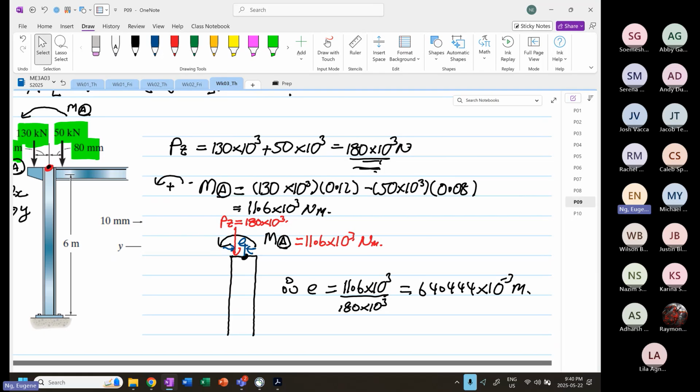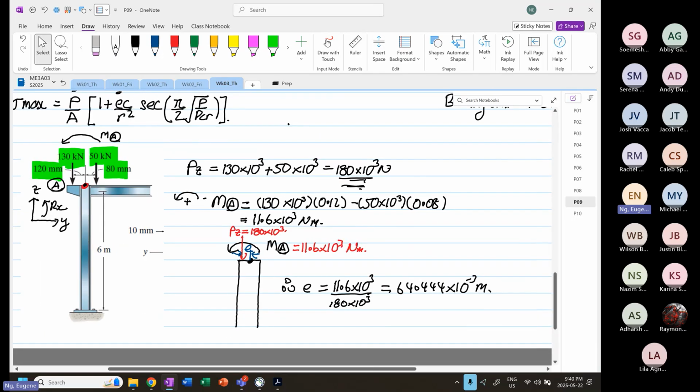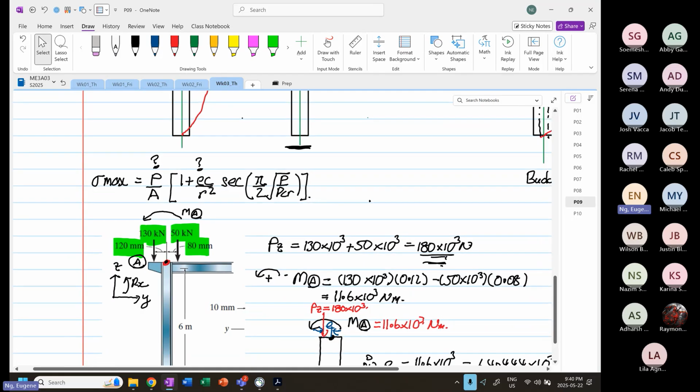This is important. Why we are doing this is because in this formula over here, we are only allowed a single value of P and a single value of E. We cannot calculate deflection due to the 180, then calculate the deflection for the 50, and then sum them together. No, it does not work like that. You have to be very careful.